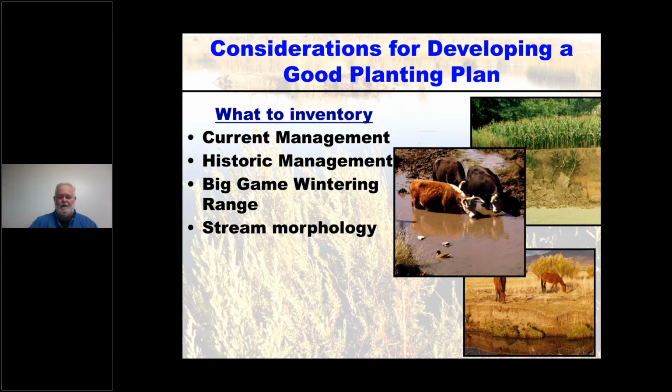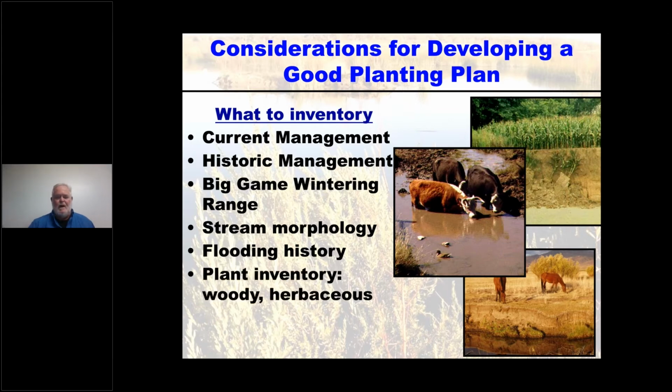Stream morphology, make sure you get the right morphology. Flooding history, that's a big one, to make sure you understand what kind of floods have occurred in the past, what has happened when those floods occur, where they flood, how high it floods, etc. Plant inventory, you want to make sure you get a good idea of what's out there, woody and herbaceous. Plant condition, is it in good shape? Is it not in good shape? Is it vigorous? Is it just degraded? That kind of thing.